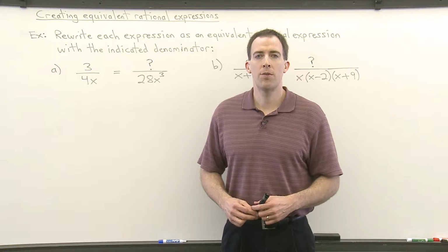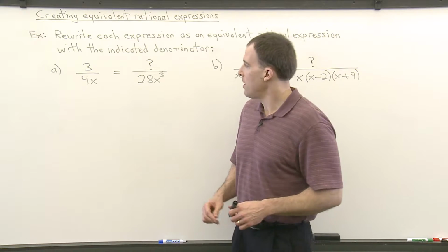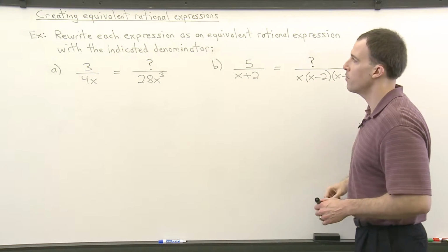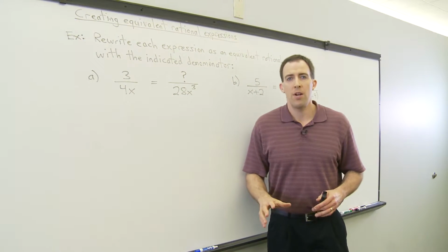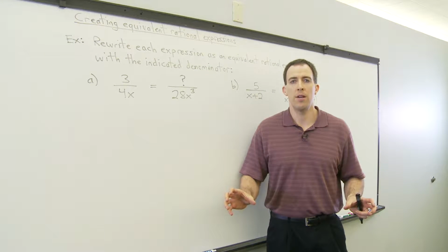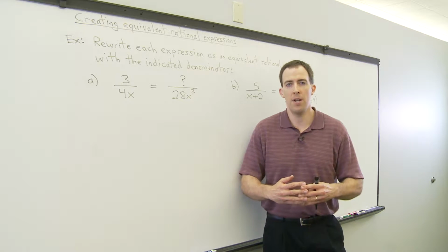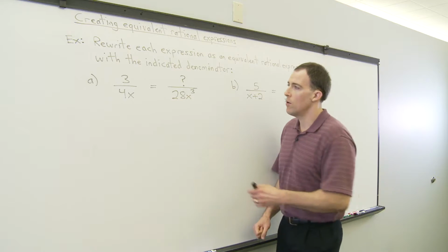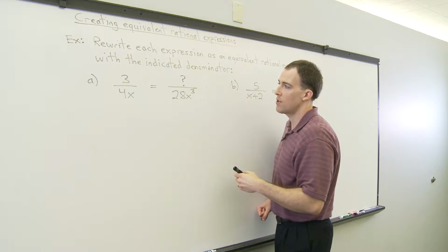Here are some examples of creating equivalent rational expressions with an indicated denominator. In these two examples, we're asked to rewrite each expression as an equivalent rational expression with the indicated denominator. This procedure is necessary whenever adding or subtracting fractions where the denominators are different initially, because with adding and subtracting rational expressions or fractions, we've got to make sure we have a common denominator, and that's what we're practicing in these two examples here. So we have 3 over 4x is equal to question mark something over 28x cubed.